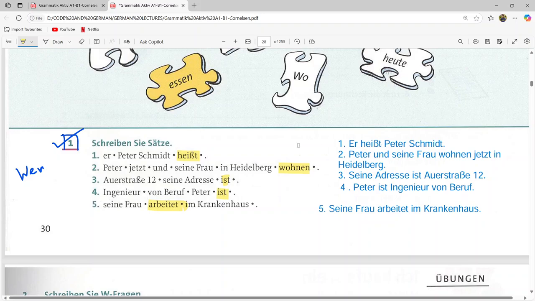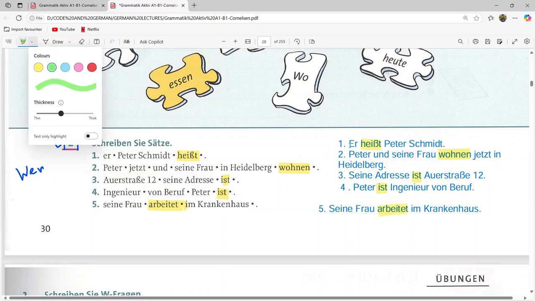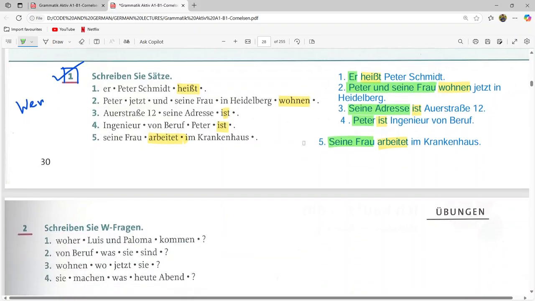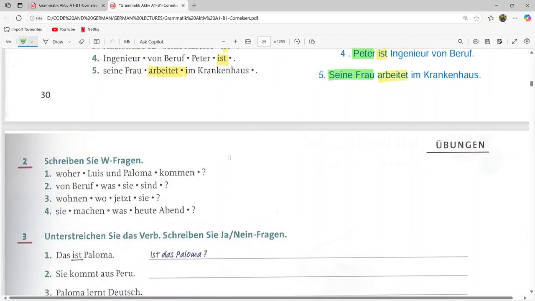Verb in the second position. Okay, this is the first position. These 4 words are the first position. These 2 words are the first position. This is the first position, and also this is the first position. Okay, so if we practice more and more, then it is very easy. This is the easiest chapter ever.